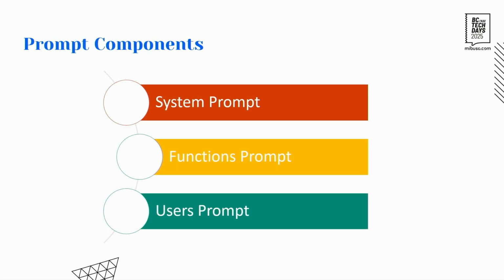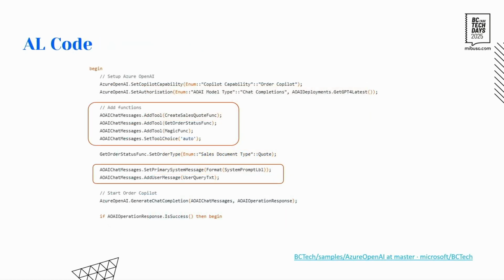So these are the three different components that we have just discussed. We have the system prompt, we have the function prompt, and then we have the user prompt. A quick look how it looks like in the API is pretty simple. You specify tools. Over here, I'm giving 3 tools, the create sales code, the order status, and the magic function tool. I will come to the magic function shortly. And then we are giving the system prompt and the user prompt. So it's very simple inside the API.